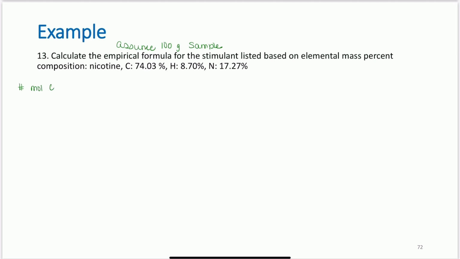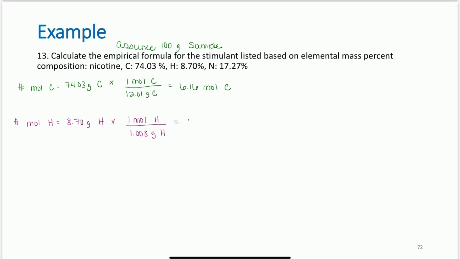Number of moles of carbon: 74.03 grams. Convert that to moles of carbon, which gives me 6.16 moles of carbon. Number of moles of hydrogen: 8.70 grams of hydrogen. Convert that to moles of hydrogen, 1.008 grams of hydrogen to 1 mole, and I find this to be 8.63 moles of hydrogen.